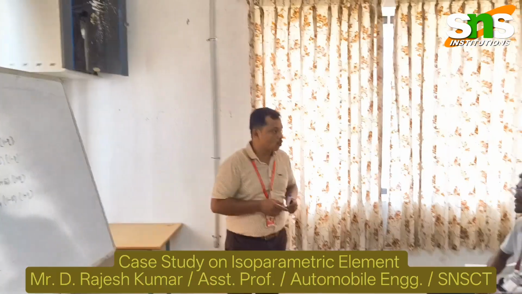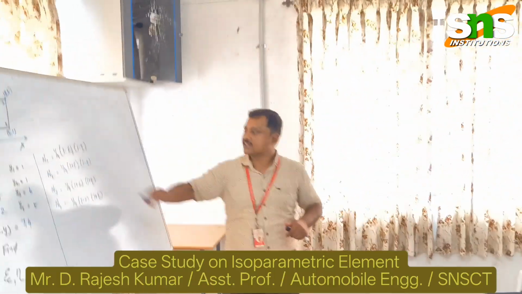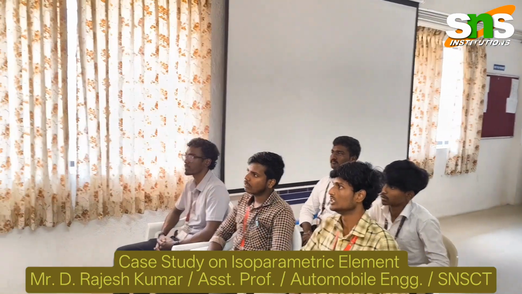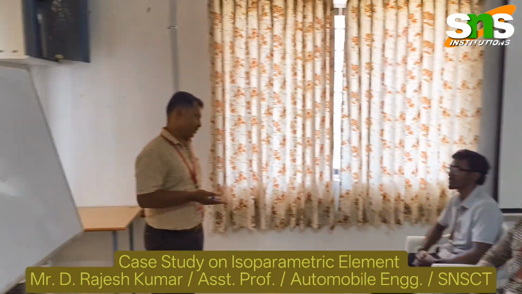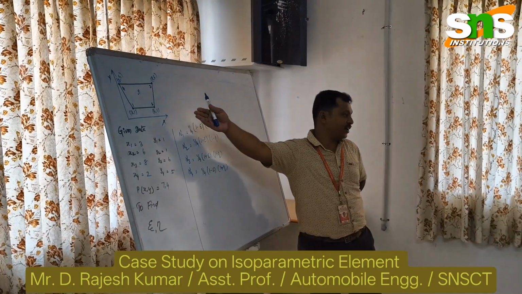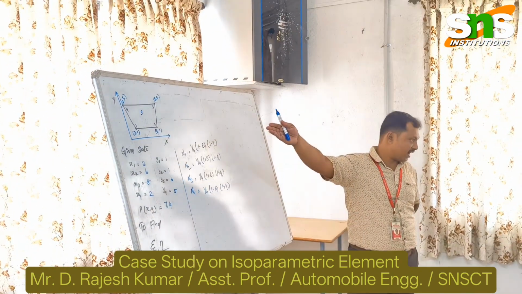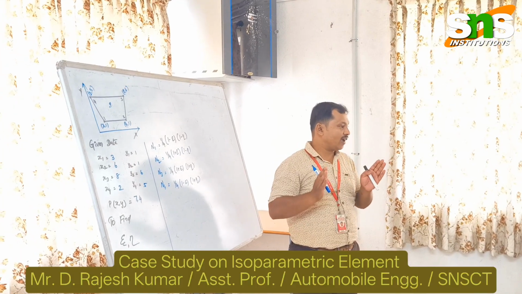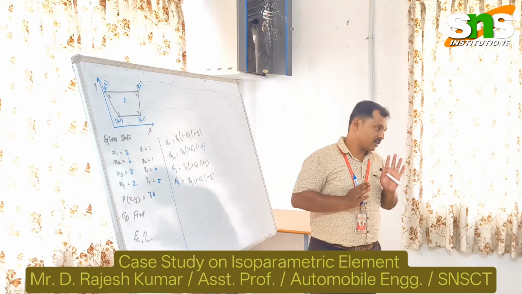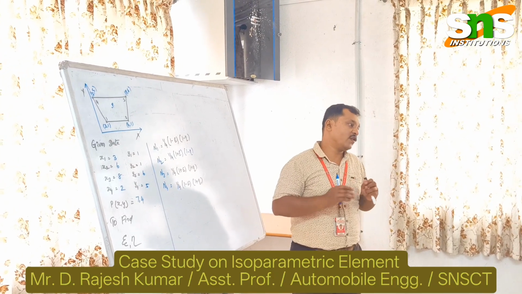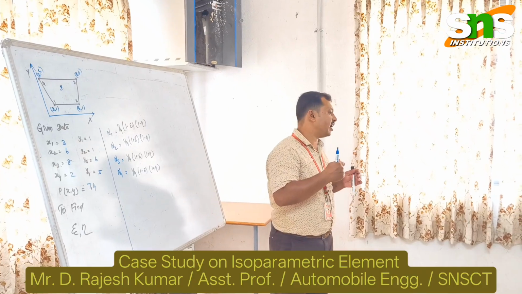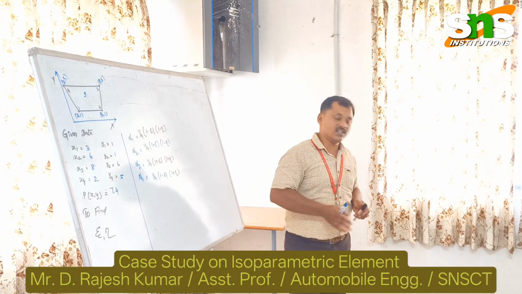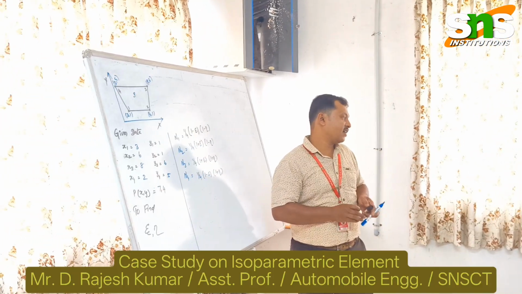And there is one more rule, which states that the sum of the shape functions should be equal to 1. If you find the shape functions at the different nodal points for this isoparametric element and add all the 4 values, it should be equal to 1. It should not be greater than 1. If you get a value greater than 1, your calculation is wrong. This is how you have to find the values.